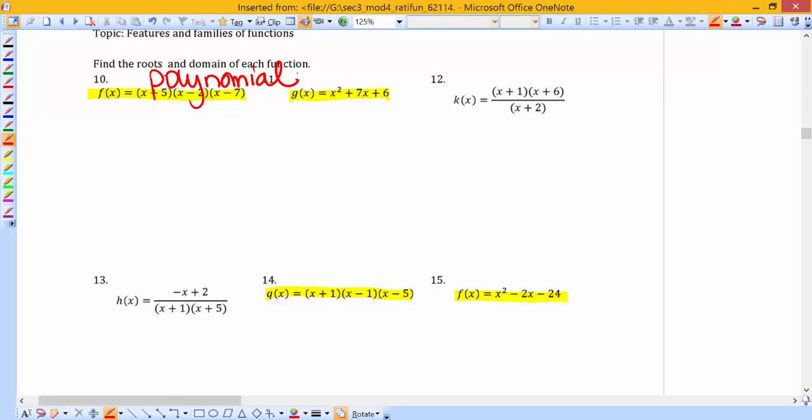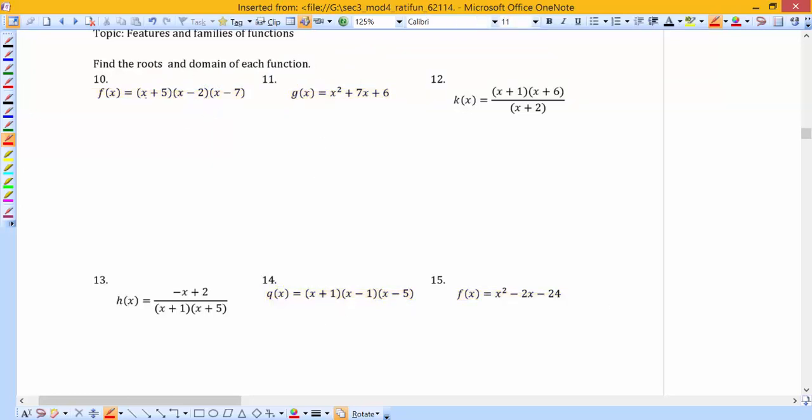And we need to remember from polynomial functions that they are continuous. And if you look at your foldable, you have that definition. And you should also have how to find the roots of polynomials and how to find the domain of polynomials. Relatively easy. Now I'm going to do 10 with you because it's already factored. I don't want to take away your practice of factoring. It is important that you guys are able to factor.